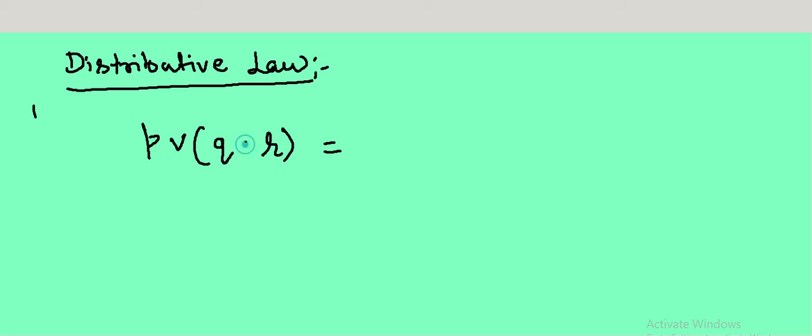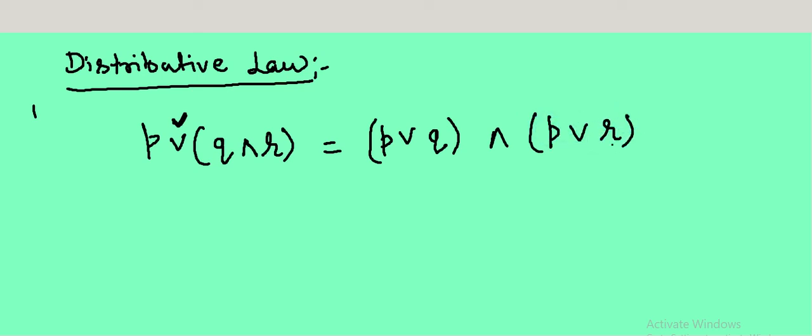the disjunction or will be distributed over these two statements. So P or Q, which is disjunction, and P or R. Okay, so this is the distributive law.